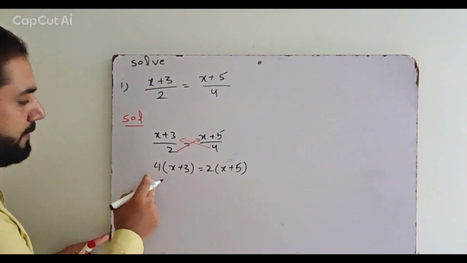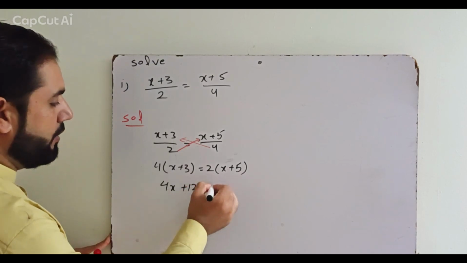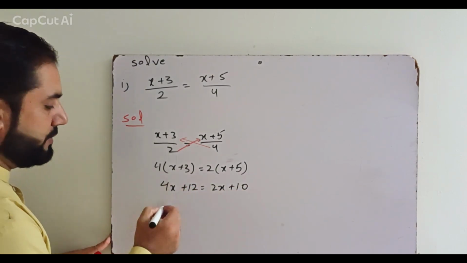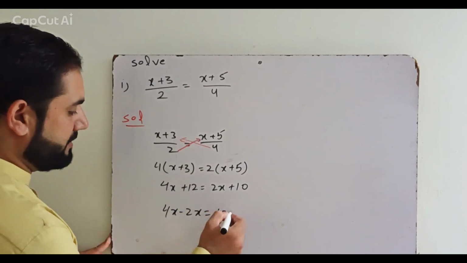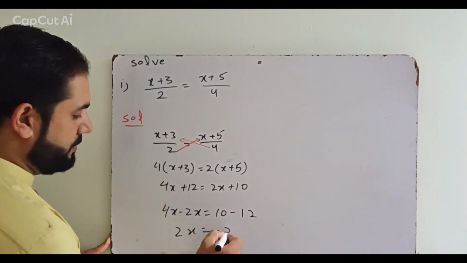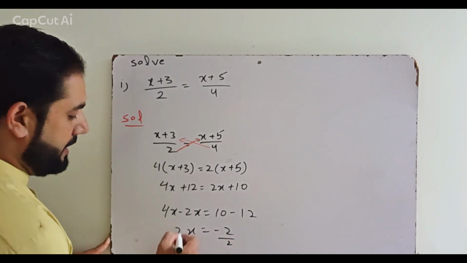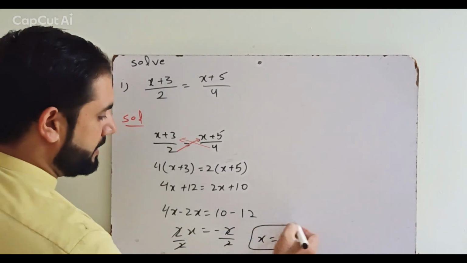When it multiplies with x, we'll get 4x. And when it multiplies with 3, we'll get 12. Similarly, we'll get 2x and 10. Now we'll put the same variables on one side and the numbers on the other. 4x minus 2x equals 10 minus 12. So 2x equals minus 2. Then we divide by 2 and the value of x will be x equals minus 1.